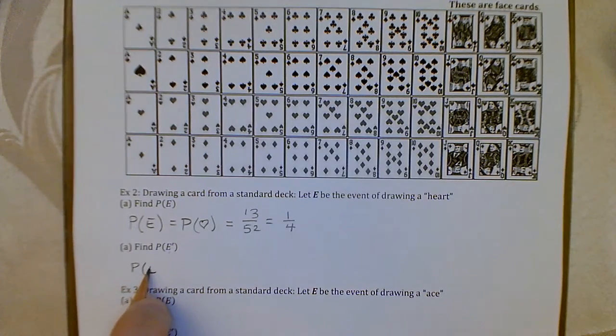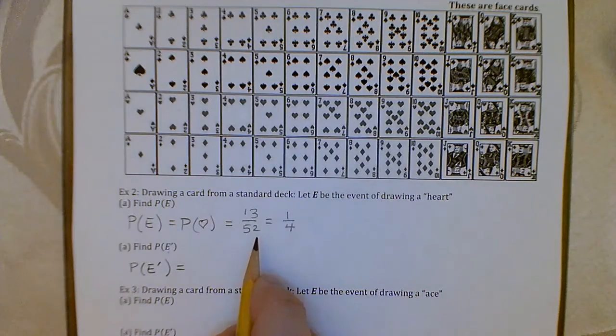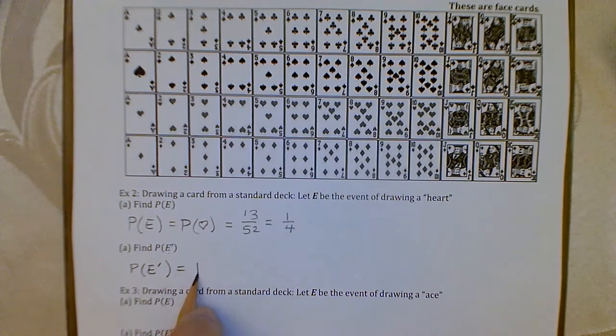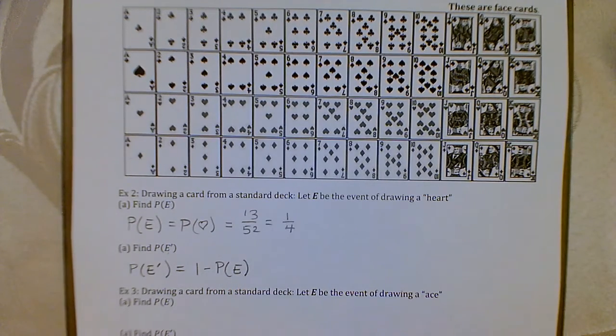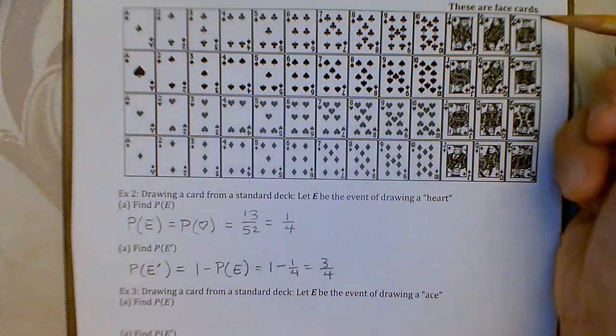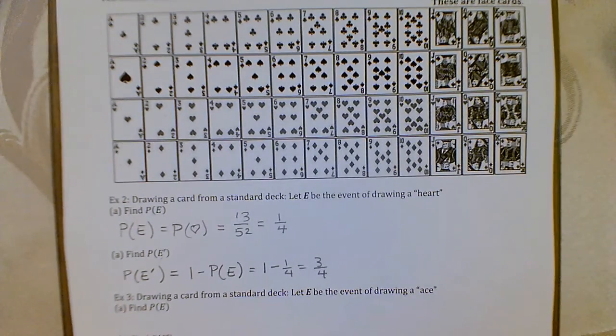All right, the probability of not getting a heart. The probability of E prime, that's going to be all of the other cards. So in other words, we could say 1 minus the probability of E, using our complement rule. And so that's just 1 minus 1/4, or clearly 3/4 of the cards, right? 1, 2, 3 of the 4 rows are not hearts. Okay.